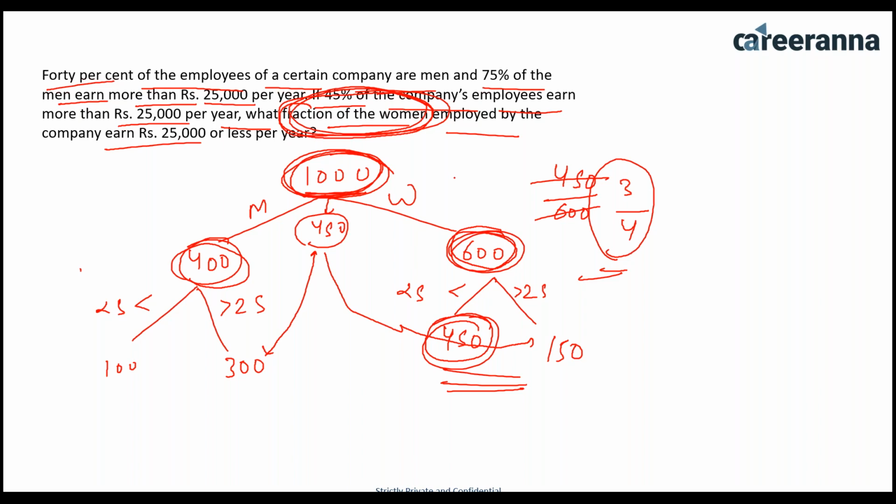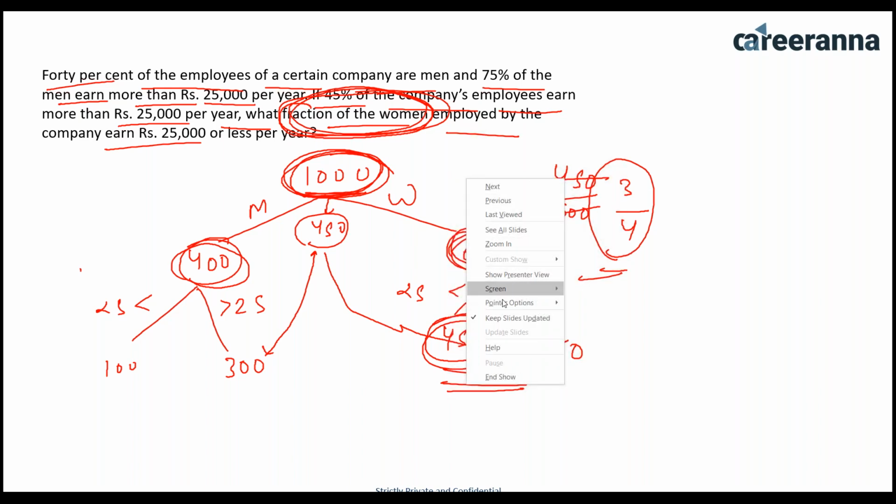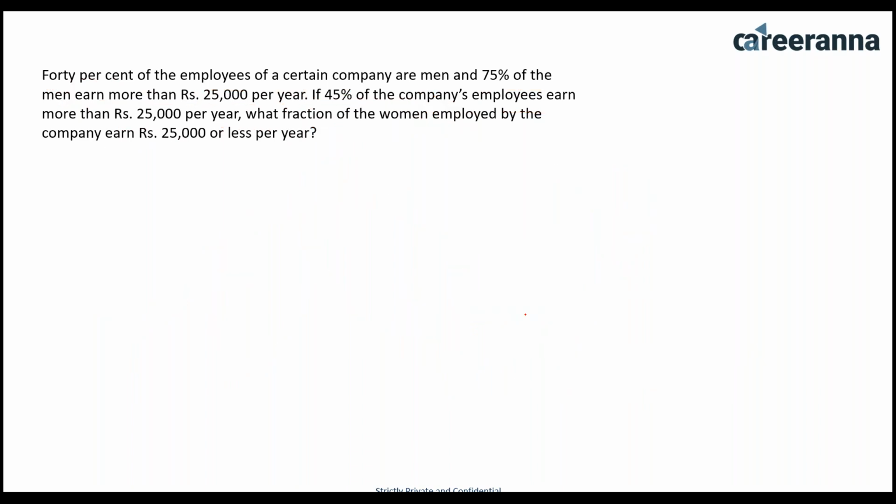You want me to solve it again? Guys, please be with me. I'll explain it again. Okay, so if I take this number to be 1000, 40% men, I can take M, 40% men, 400. Any doubt till now? Any doubt till now? Yes, no? No, very good. So as per the question, who are earning more than 25,000? 75% of this value.